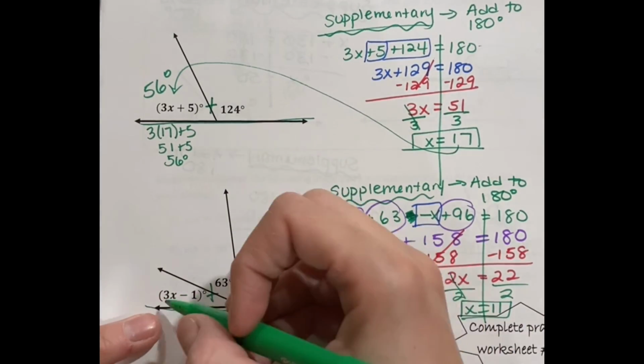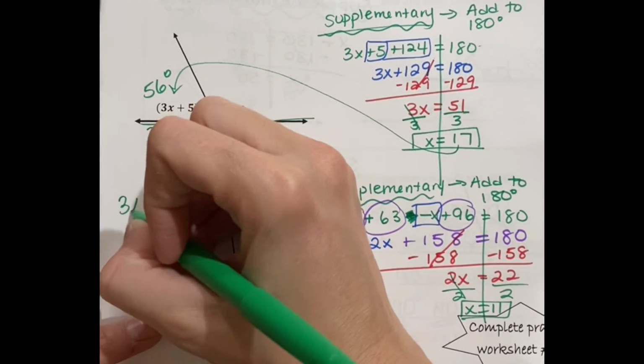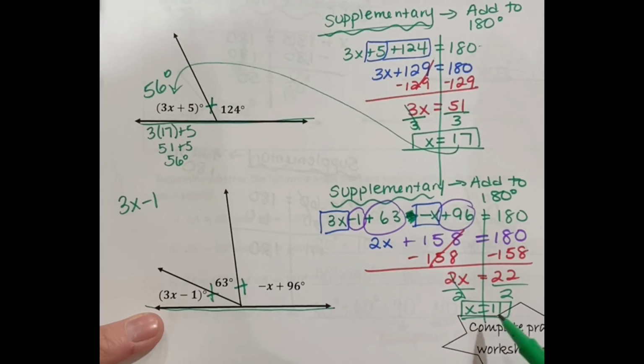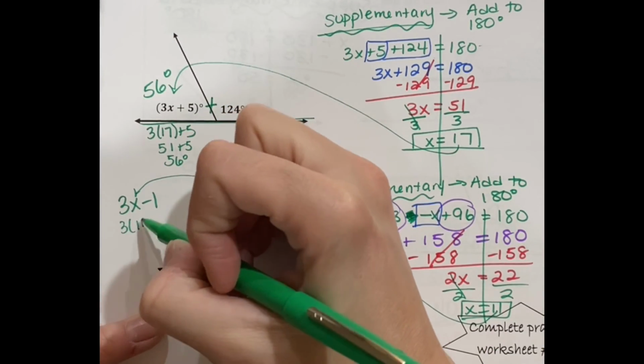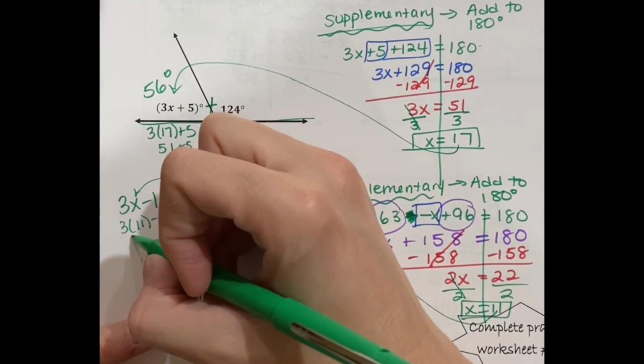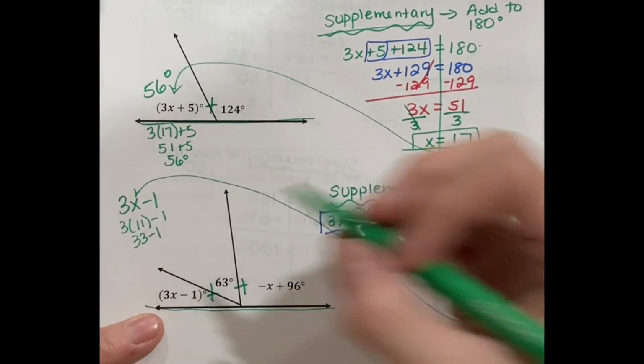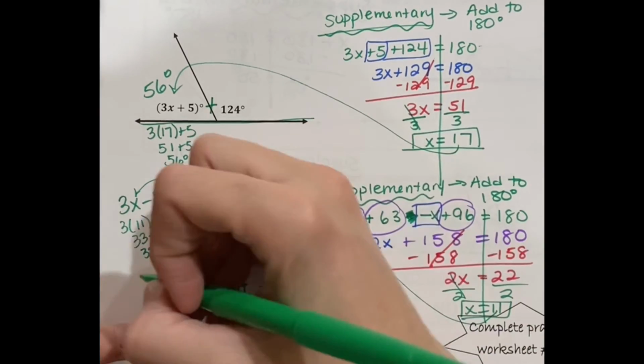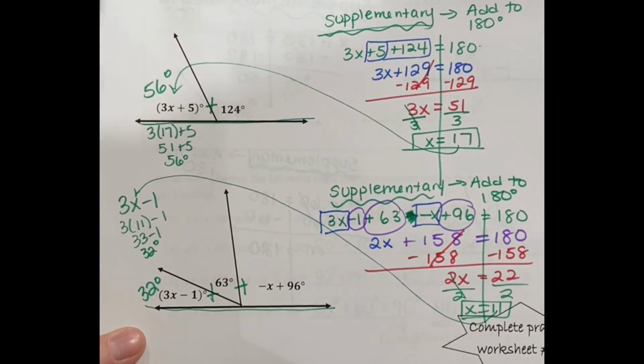So for the first one, my first angle was 3x minus 1. And I'm just going to write that over here. So everywhere I see x, I'm going to replace it with that 11. So it becomes 3 times 11 minus 1. 3 times 11 is 33 minus 1, which gives me 32 degrees. So this angle here is 32 degrees.